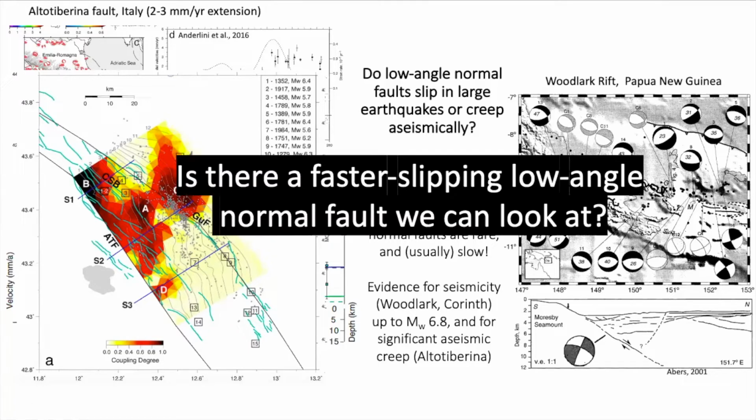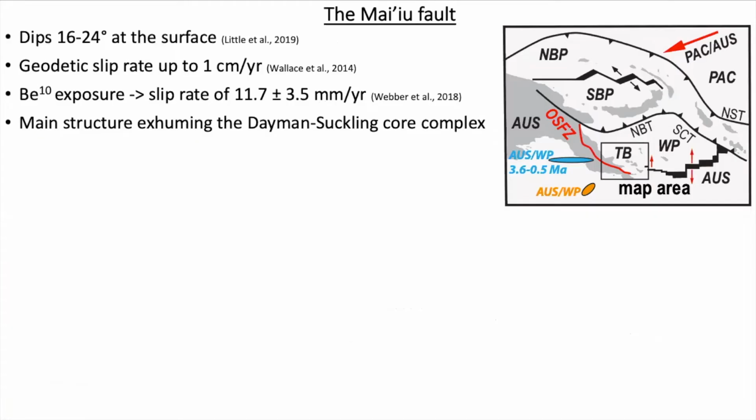So one question we can ask is whether there's a faster slipping low angle normal fault that we can look at in order to determine whether these faults are able to be strongly locked or if they're creeping aseismically. And luckily for us, there is a faster slipping low angle normal fault, the Mayu fault in Papua New Guinea.